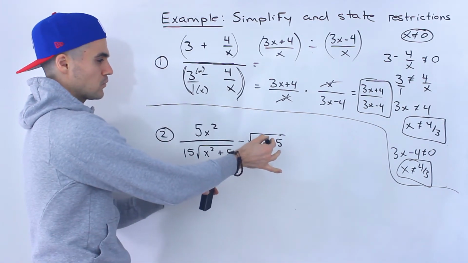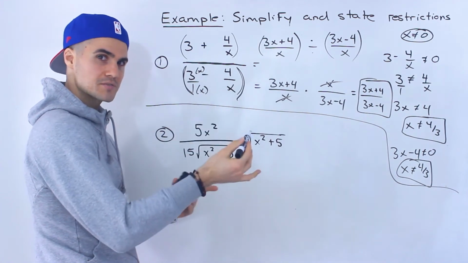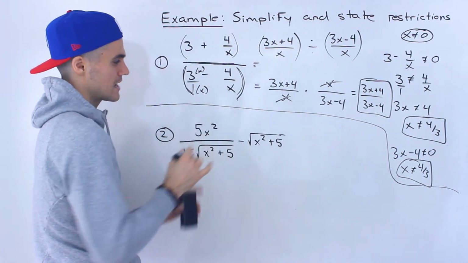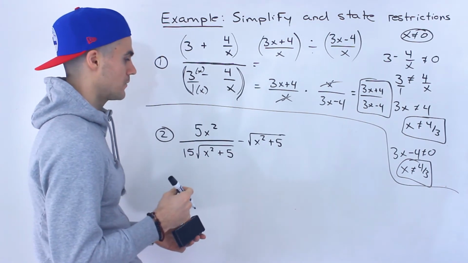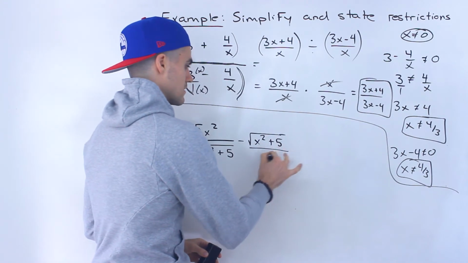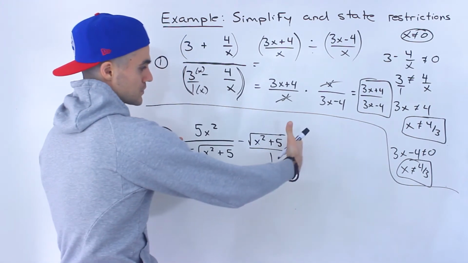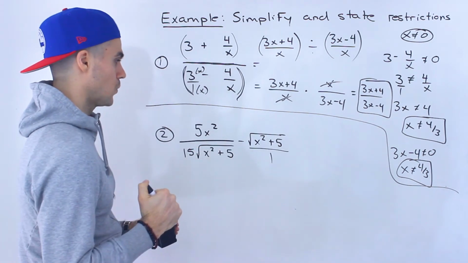Now you may not be working with radicals within rational expressions. So if you're not, maybe this example is not going to be as important. But just in case you run into something like this, I thought I would include it. So first thing, notice that this here is going to be over 1. So what we're going to do is take these two and combine them into one fraction.